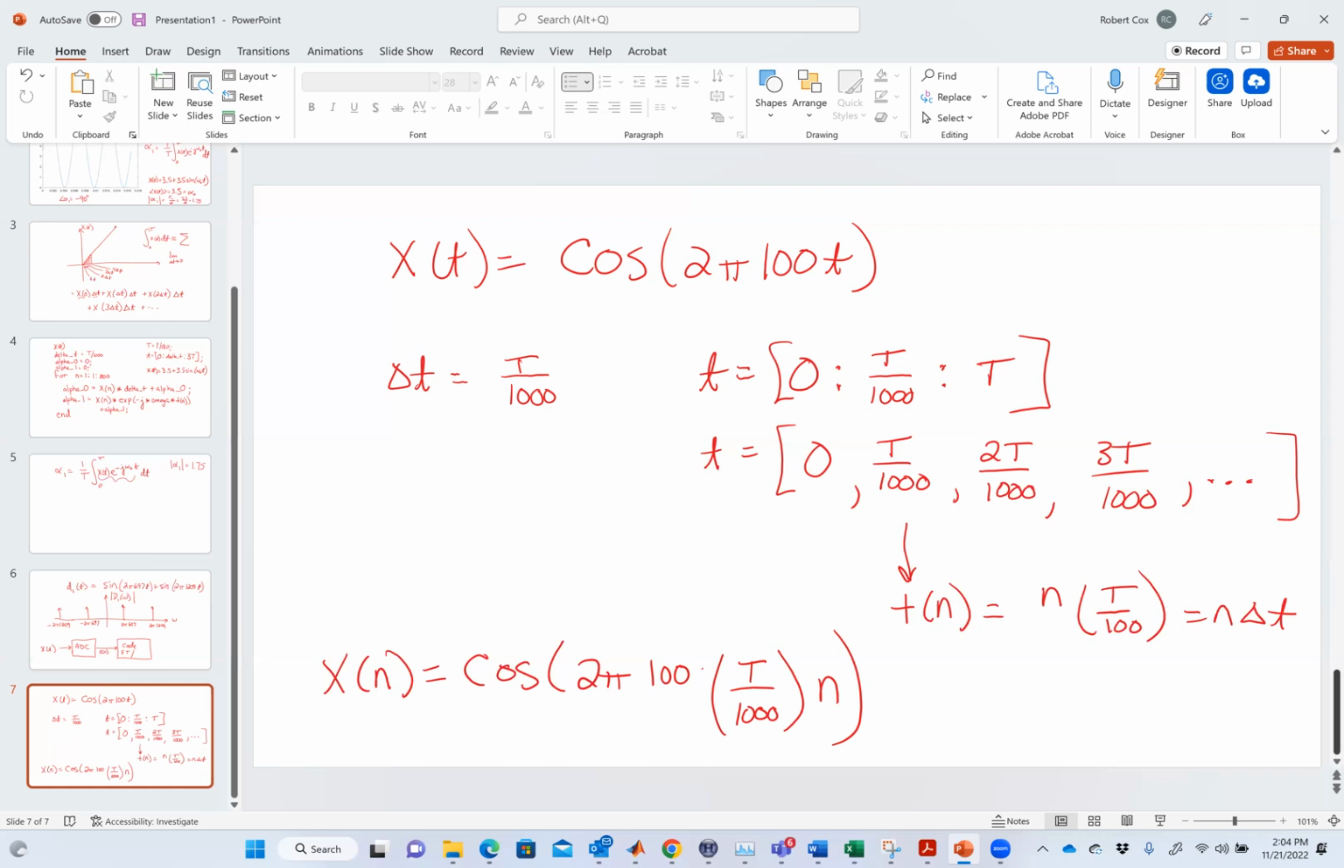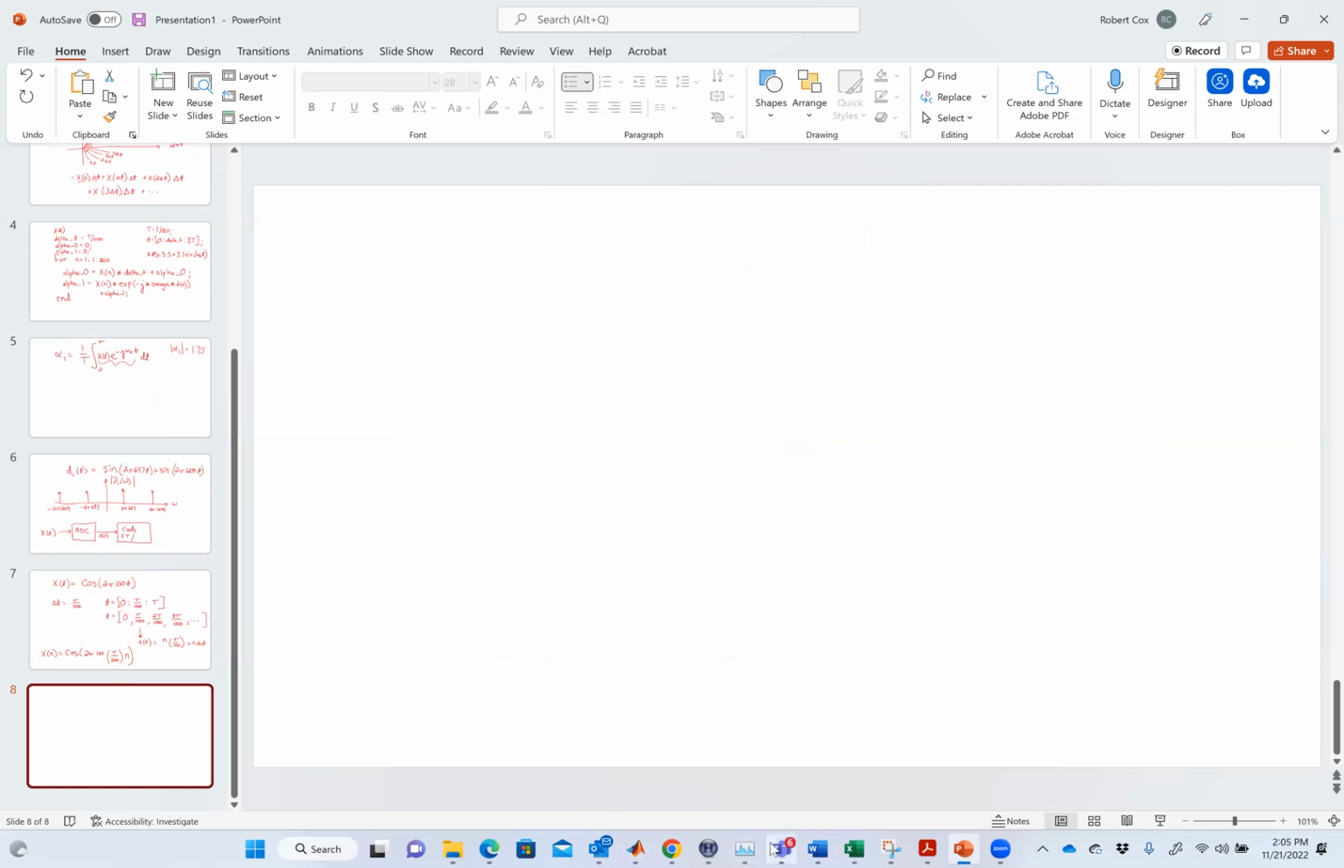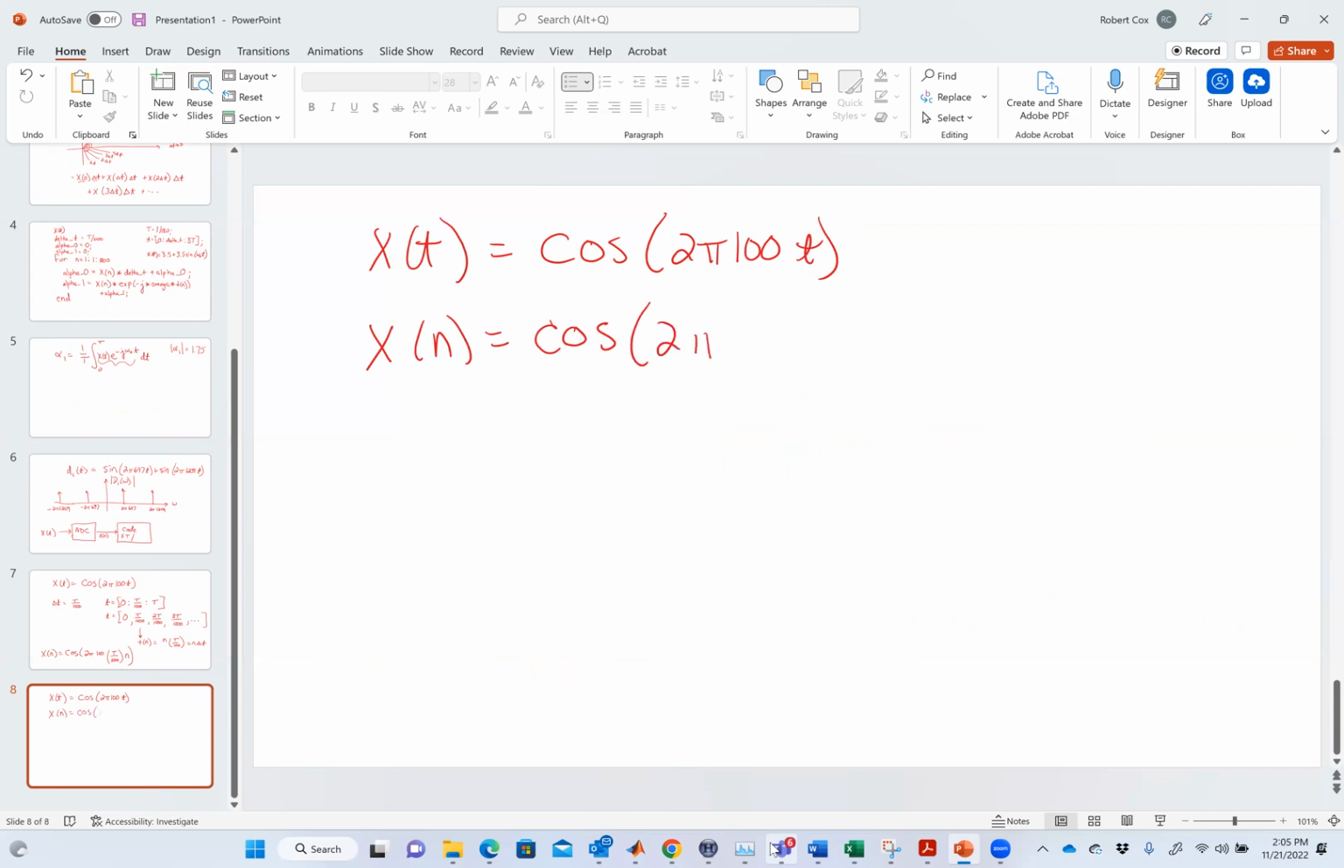Now what that means is that this thing comes out a little bit funny in terms of the actual frequencies I've got. It's not that big of a deal, and it's easy to fix. So I got x of t was cosine 2 pi 100 t, and I had x of n equal to cosine 2 pi 100 times T over 1,000 times n.